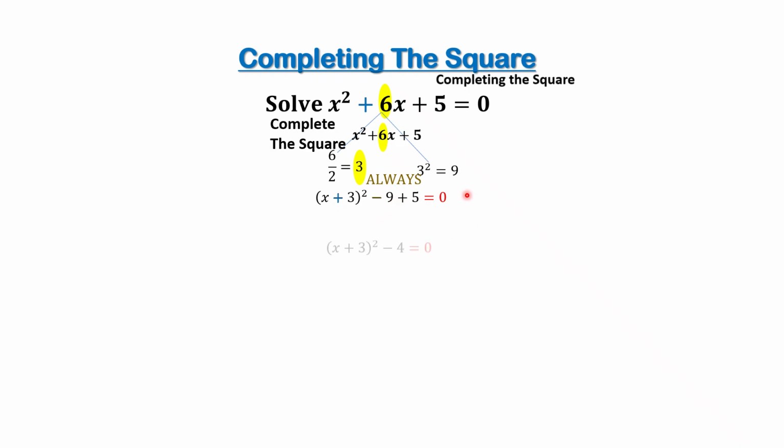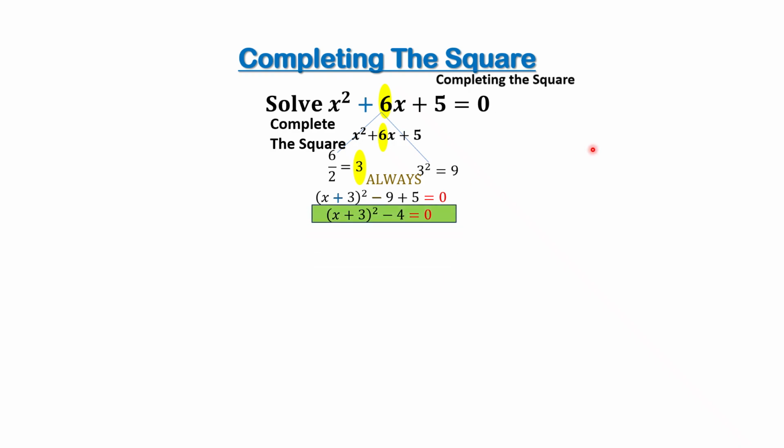Minus 9 plus 5 is 4. So you'll have x plus 3 squared minus 4 equals 0. If there is solving, then it's going to be equal to 0. If there is no solve, if it's just complete the square, this is your final answer. You've finished completing the square.